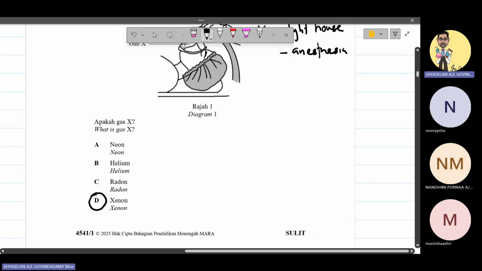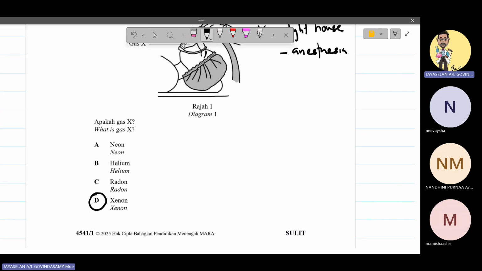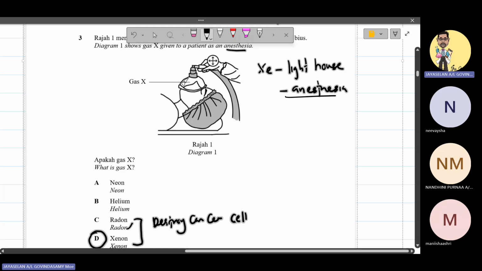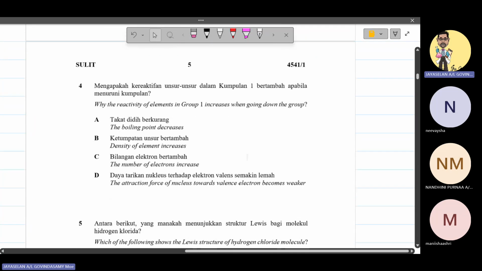Which of the following inert gases is used in the medical field? These two: radon and xenon. Radon is used to destroy what cell? Destroy cancer cells. If they ask one more, which of the following state two group 18 elements used in the medical field, you must use radon and xenon. Xenon is used as what? Anesthesia. Any question? So please remember.